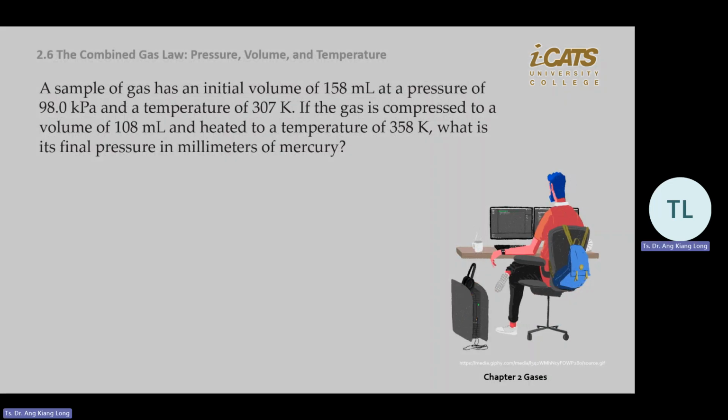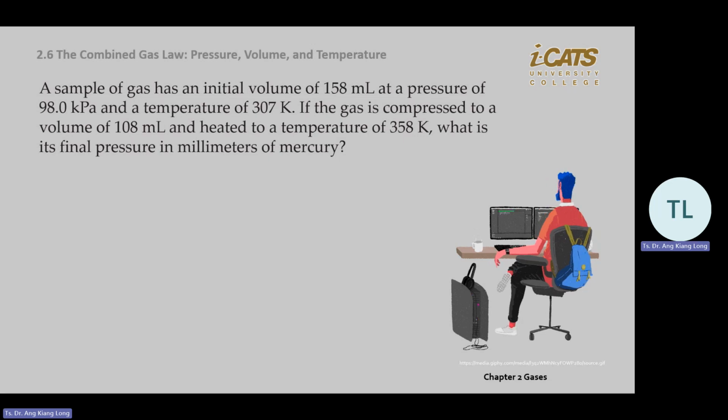This is another example. But you see what's different? It gives you millimeters of mercury, which is linked to the previous section before the break. It asks you to convert 1 atm into certain mercury. So it gives you V1, 158 liters at pressure so and so, at temperature so and so. If the gas is compressed to a V2, heated to a T2, what is the final pressure in millimeters of mercury?